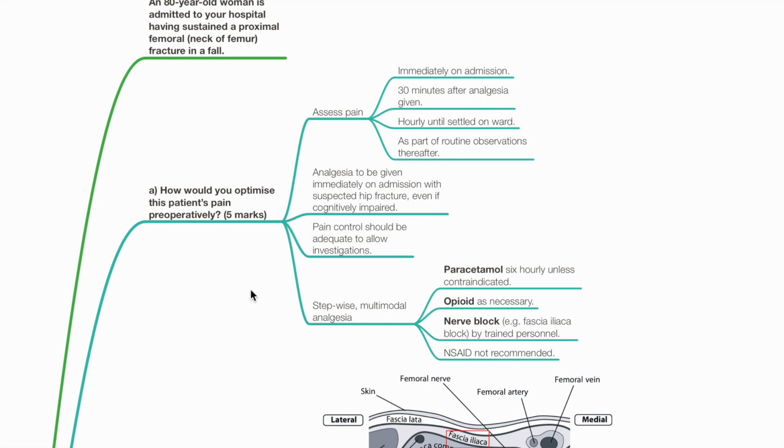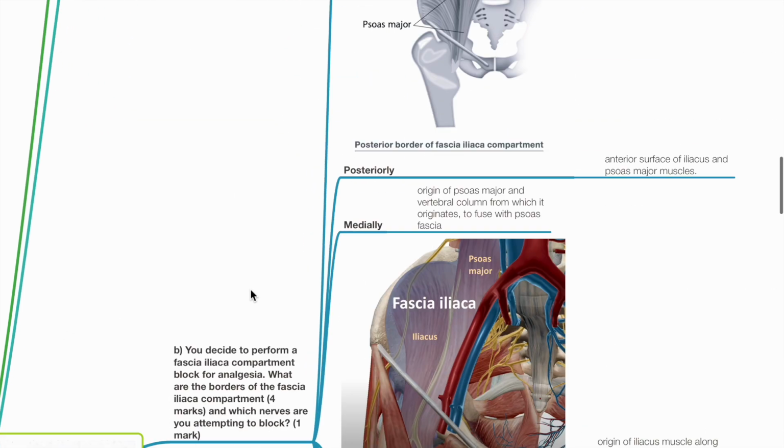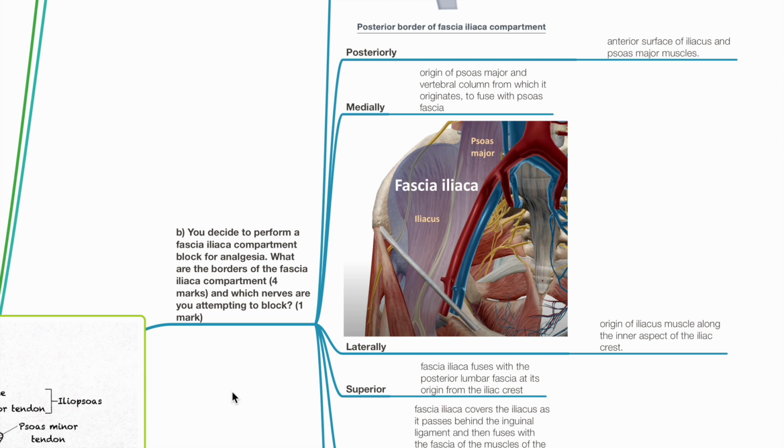Stepwise multimodal analgesia with paracetamol 6 hourly unless contraindicated. Opioids as necessary. Nerve block such as fascia iliaca block by trained personnel. NSAID not recommended. B. You decide to perform a fascia iliaca compartment block for analgesia.